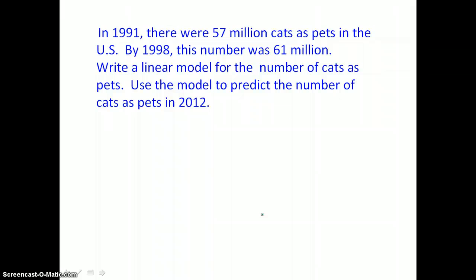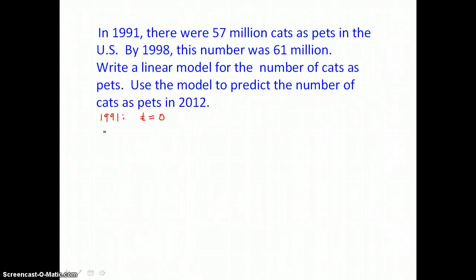Here's an application problem. In 1991, there were 57 million cats as pets in the U.S. By 1998, this number was 61 million. Write a linear model for the number of cats as pets, and then use the model to predict the number of cats as pets in 2012. So first, I want to consider the fact that in 1991, when the study starts, time is 0. I can let t equal 0 in 1991.